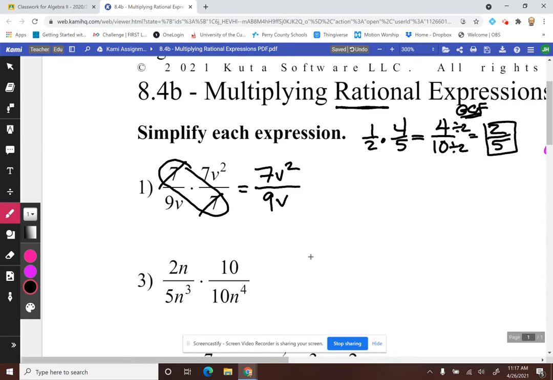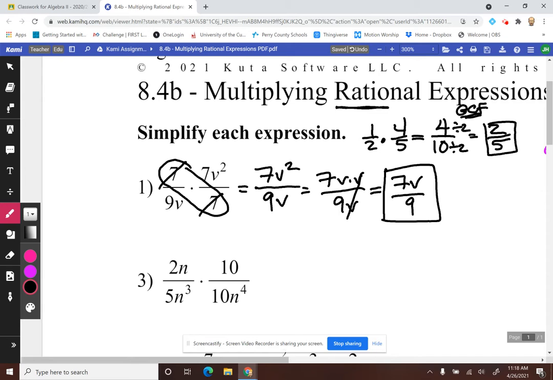So now the only thing we have left is we have 2 v's on top and we have 1 v on bottom. Remember we said from yesterday that we could also rewrite this as 7v times v over 9 times v, which means one set of these are going to go away. And it also means that I'm going to end up with 7v over 9, okay? So pretty simple, not really difficult at all, especially on these first few, for us to be able to work these things out.